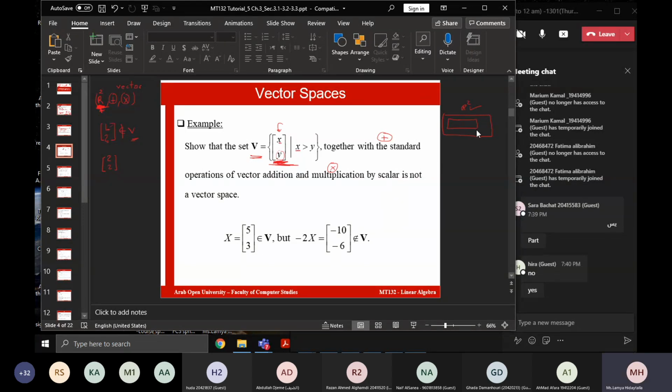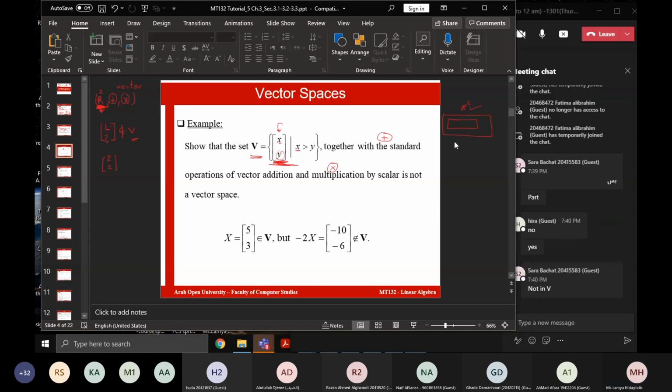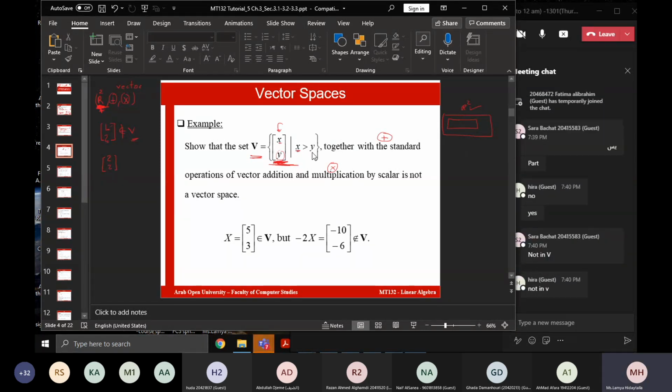Is it a vector in V or no? Not in V because of this condition. It's clear now we're talking about a certain set of vectors. It's a part of R2, not all of R2. In this part only, we define the two standard operations.